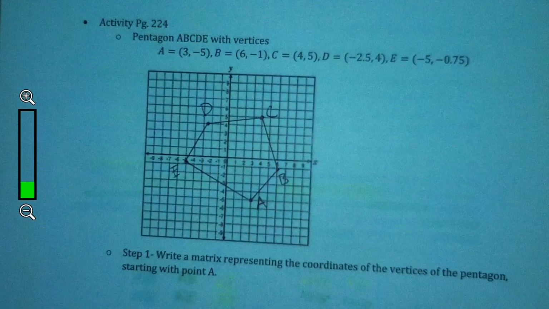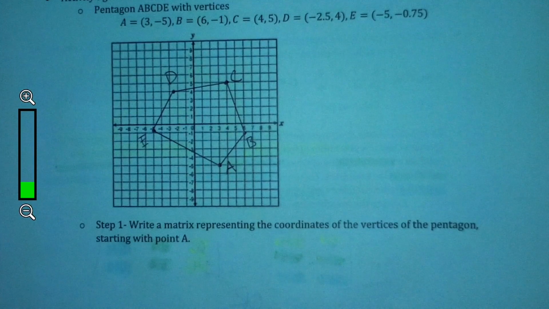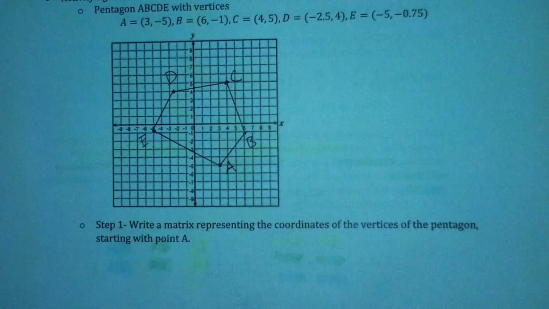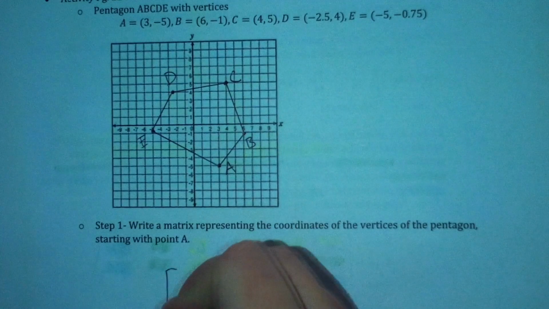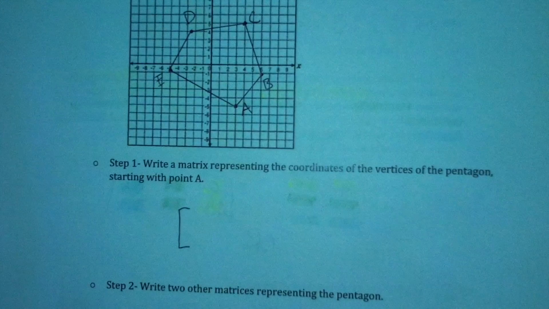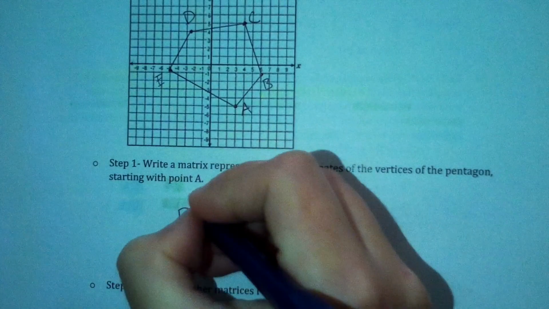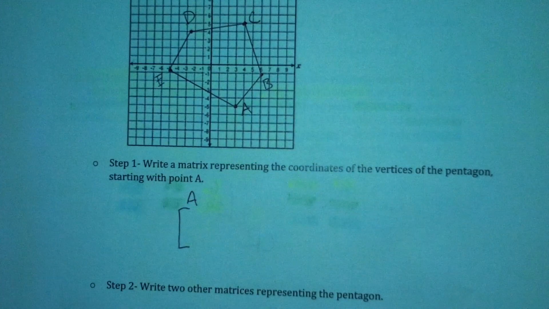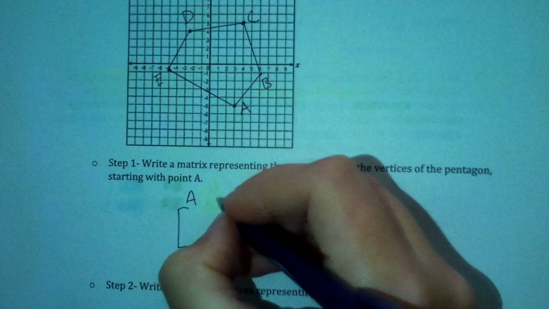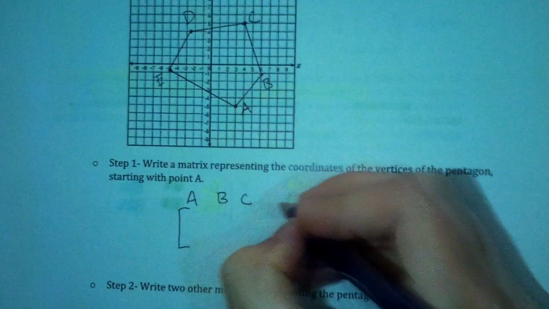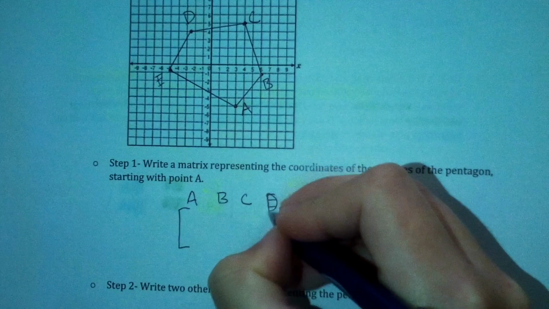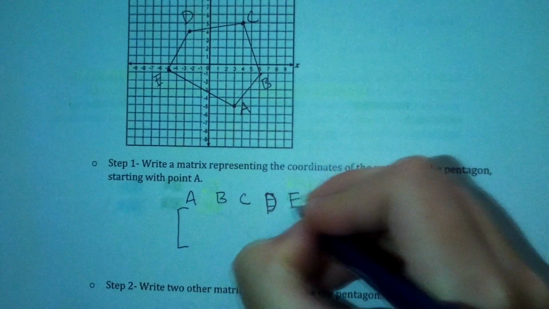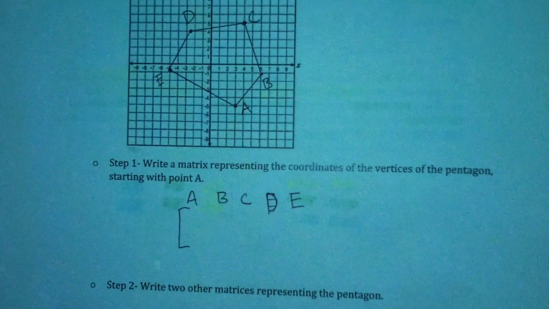So writing that out matrix-wise, if we start at E and then go backwards, E, D, C, B, A, and again, going around in that order is important, then we would just write our ordered pair for E. So E is -5, -0.75. D, -2.5, 4. C is 4, 5. B is 6, -1. And A is 3, -5. So that would work. We could also name it that way.